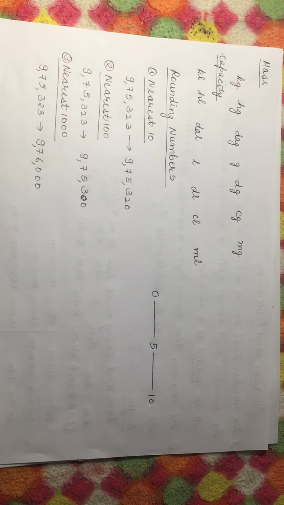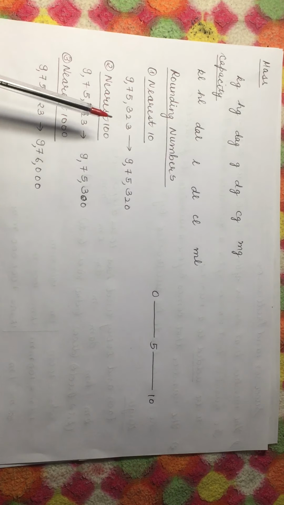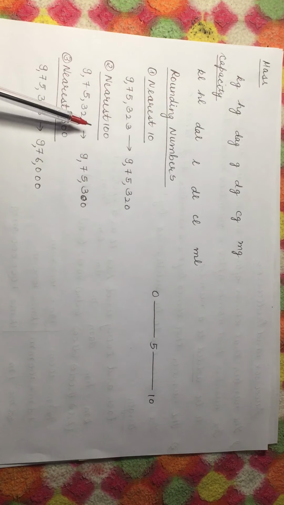So see students, for rounding numbers you have to convert the numbers either to the nearest 10, the nearest 100, or the nearest thousand. Now suppose the question does not say which, and it is only given that you have to round off. If there is a large number, you will prefer 1000, and if there are small numbers you will prefer 10. Okay, 100 is preferred intermediately.